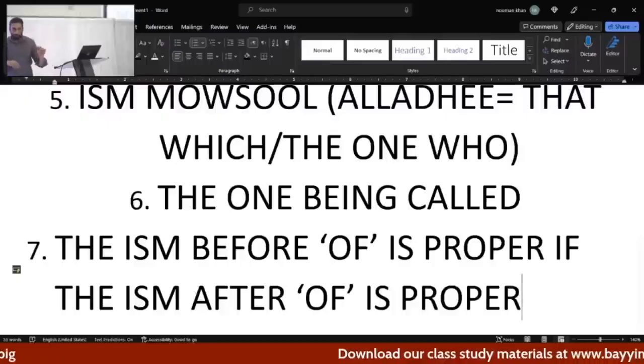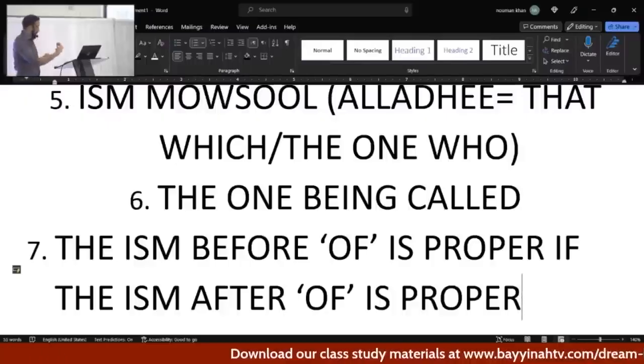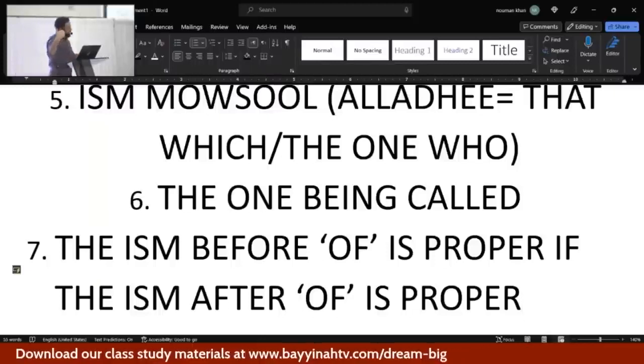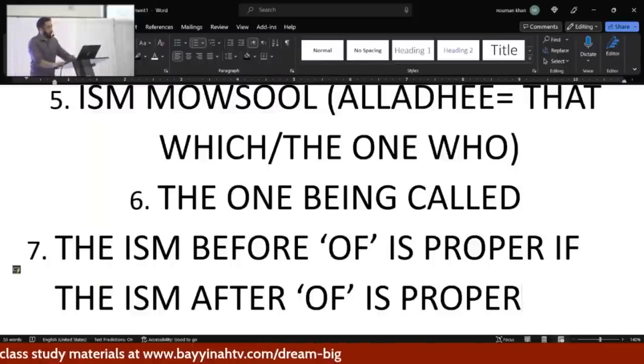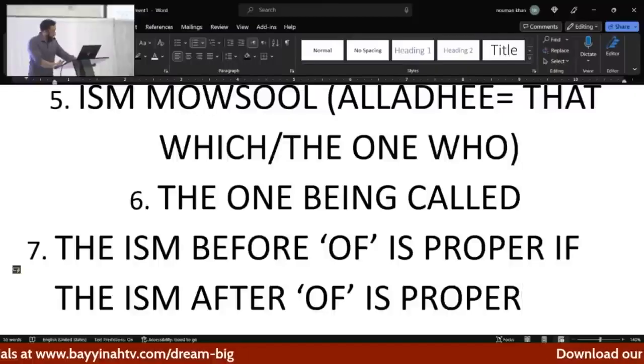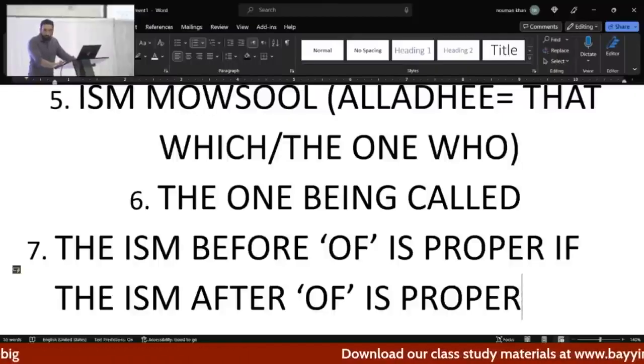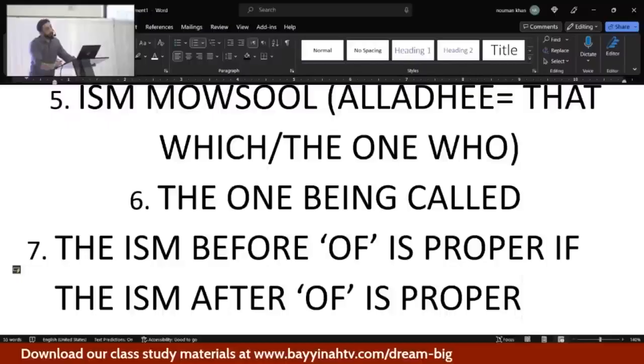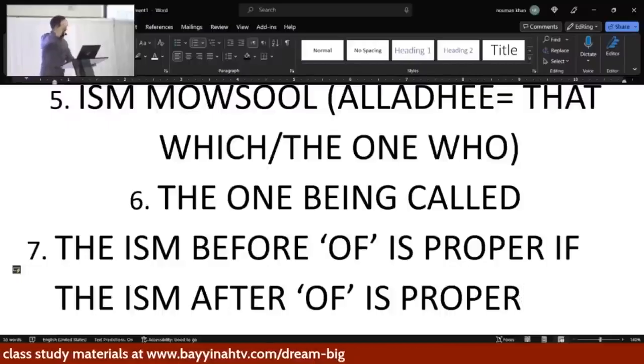The ism before "of" is proper if the ism after "of" is proper. So if you say "messenger of Allah," what's the ism before the "of"? Messenger. What's the ism after the "of"? The word Allah. Since the word Allah is proper, messenger becomes proper.